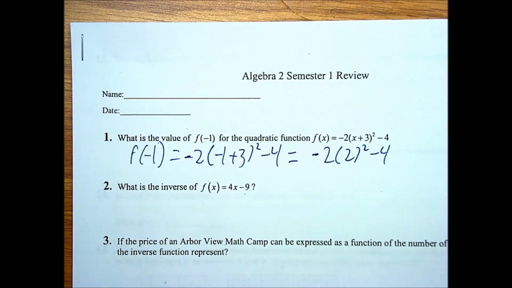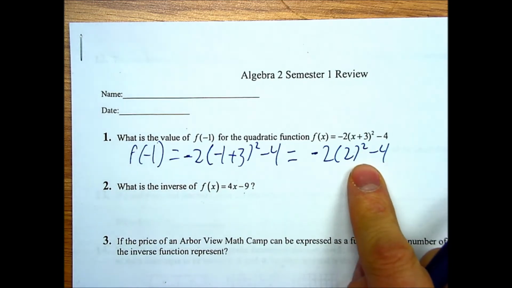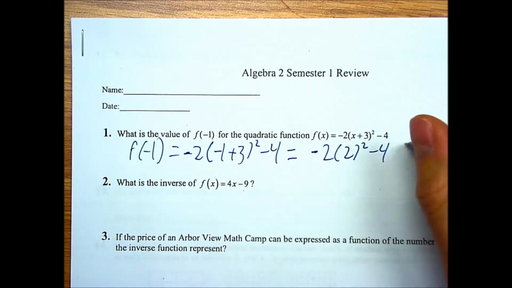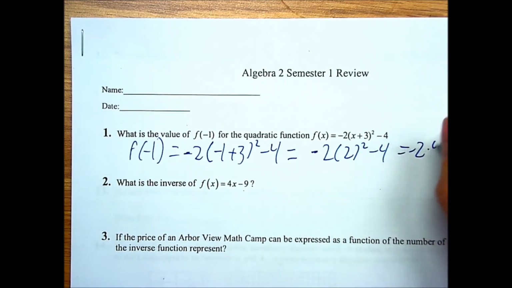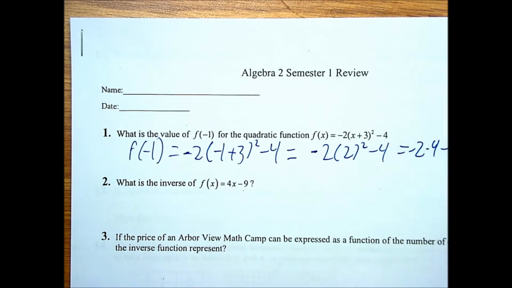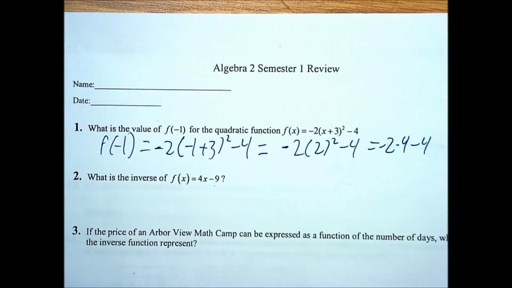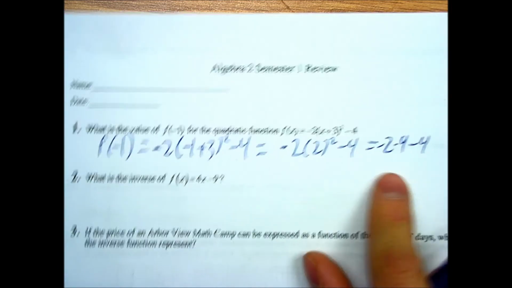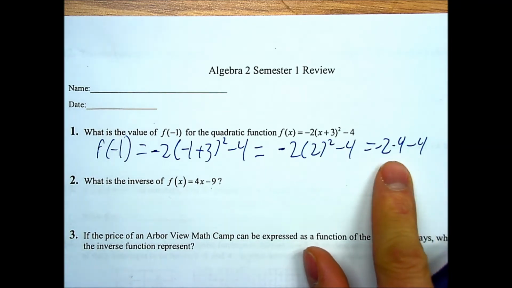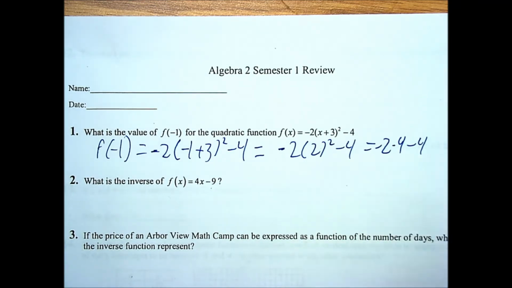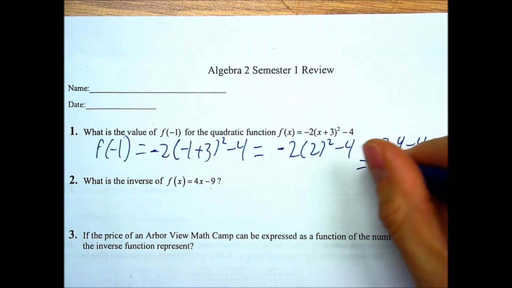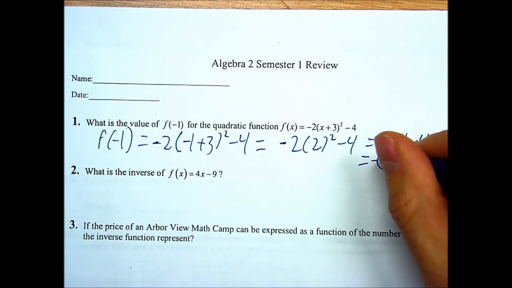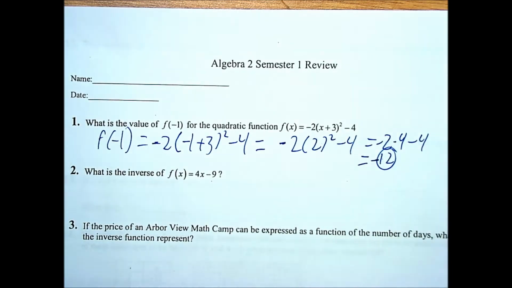Next thing we'll do is the exponent. 2 squared is 4. So this will be negative 2 times 4 minus 4. And finally, we will evaluate the multiplication and subtraction. So negative 8 minus 4 is equivalent in value to negative 12. My answer is negative 12.